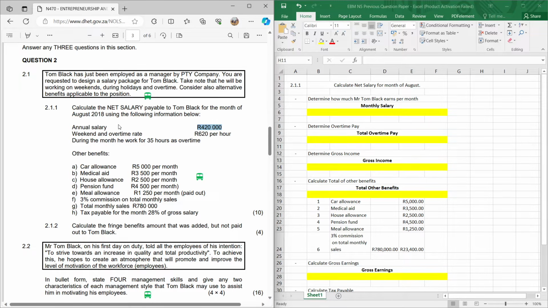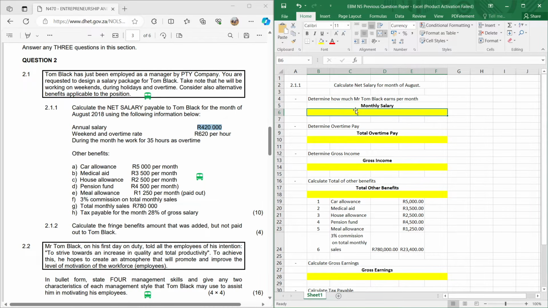Tom Black earns every month, because the annual salary, as I explained, is an amount that Tom Black will receive in a period of 1 year, meaning for each and every month he will be paid a specific amount, and all those amounts will sum up to the 420,000 rand, right? So how do we exactly determine how much Tom Black earns every month? We simply need to take this amount and divide it by 12. Simple as that, right? So I'm going to come to my answer sheet.